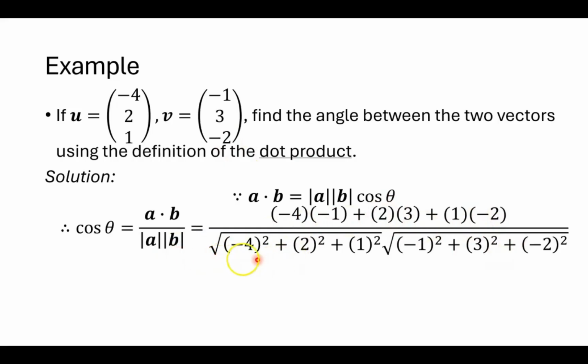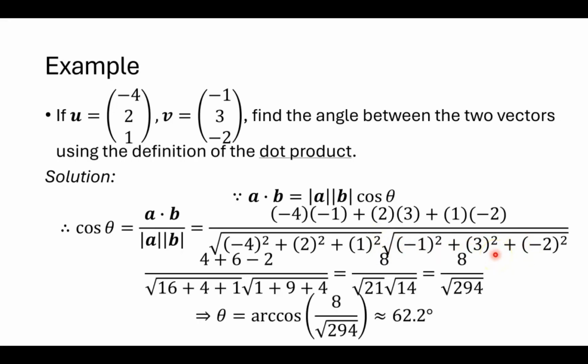For the denominator, you calculate your modulus of a first. And this a and b here are u and v here. They are just different names. It doesn't matter. So the modulus is this one squared plus this one squared plus this one squared, and you take the square root and multiply by the modulus of the second one, and it's exactly the same process. And then you calculate this. This will give you 4. This gives you 6. This gives you -2. And this 16, 4, 1.